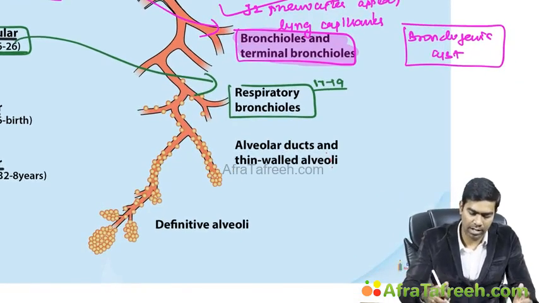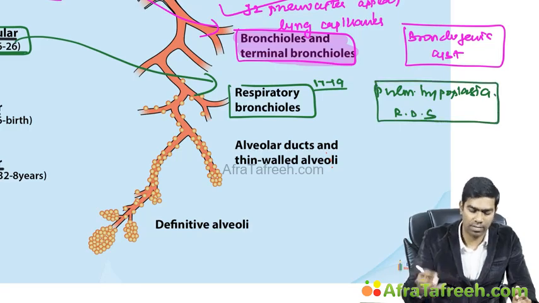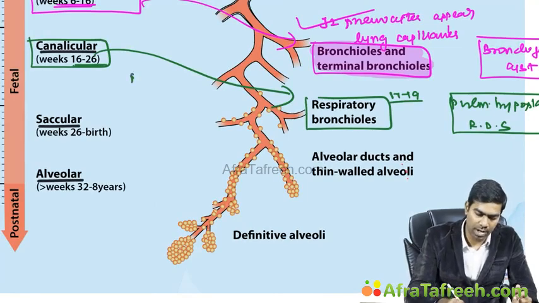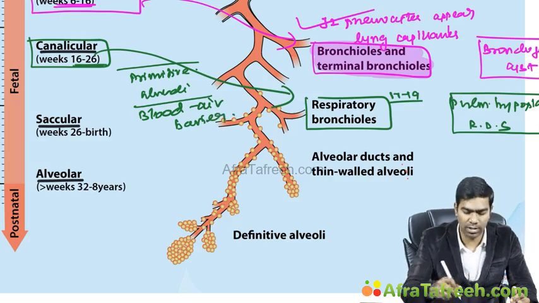Errors in the canalicular period might result in diseases like pulmonary hypoplasia or respiratory distress syndrome of the newborn, otherwise called hyaline membrane disease. We'll see why. During this period only, your primitive alveoli will form, and they are going to create type 1 pneumocytes on the blood-air barrier. That's why this period is very important.